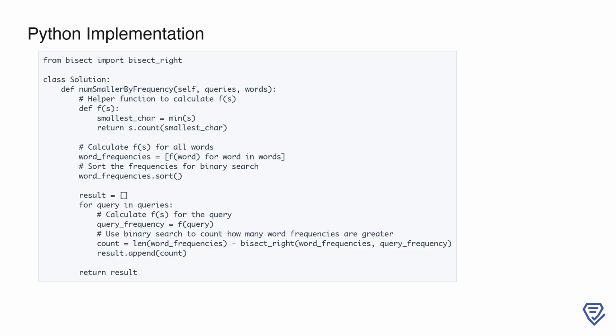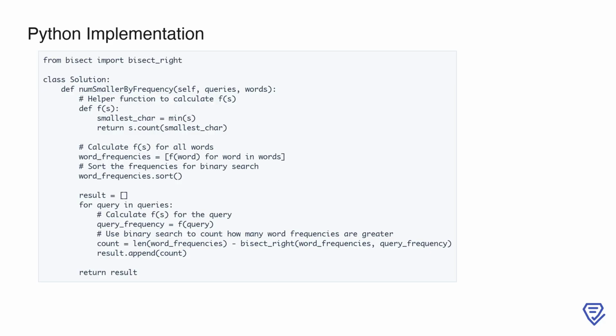Efficiency. Calculating f(s) for a string takes O(m), where m is the string length. Sorting word_frequencies takes O(n log n), where n is the number of words. For each query, binary search on a sorted list takes O(log n). Thus, the overall complexity is dominated by O(n log n) plus q * log n, where q is the number of queries.